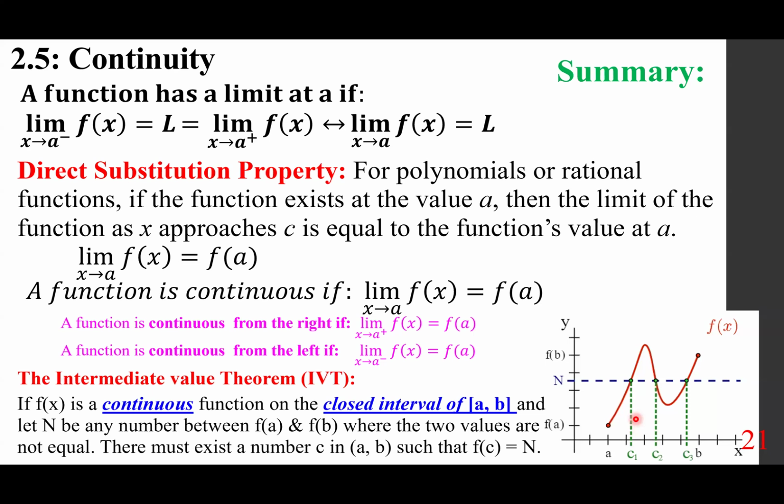In this case, we happen to have 3 points. That means f of c sub 1 equals f of c sub 2 equals f of c sub 3 equals n. That is called the intermediate value theorem.